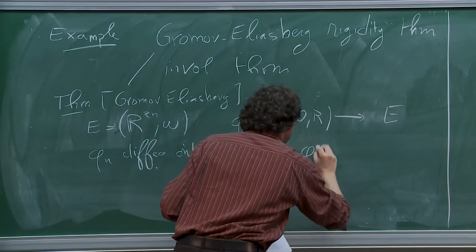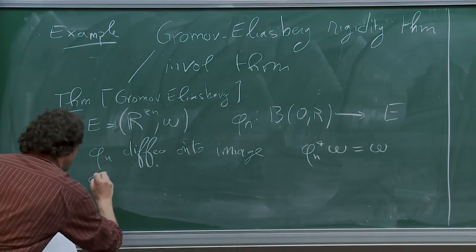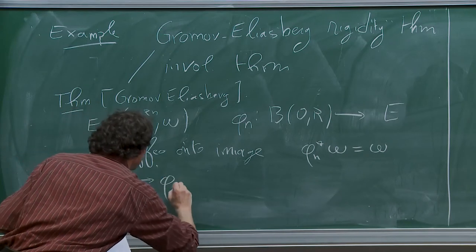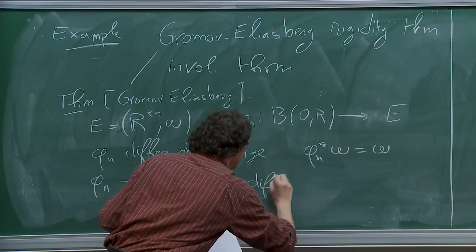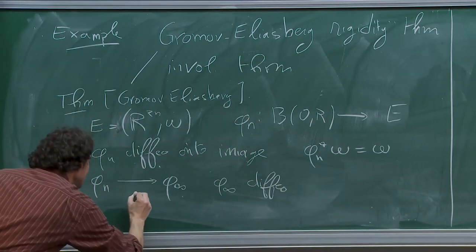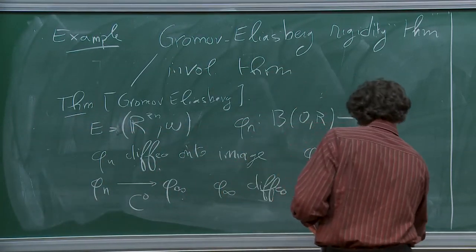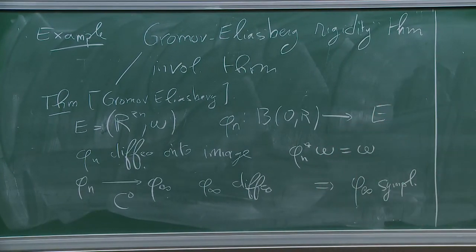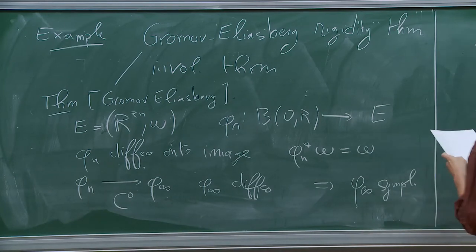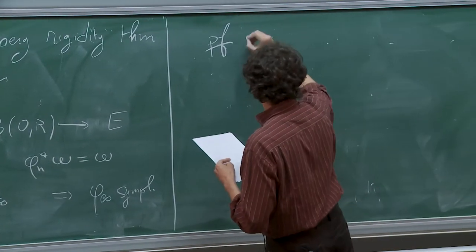So it is a symplectic morphism, so it respects the form omega. And we assume that phi n converges to some diffeomorphism, phi infinity, but only in the C0 sense. Then in this case, phi infinity is also symplectic. And the proof with the involutivity theorem is not too difficult.